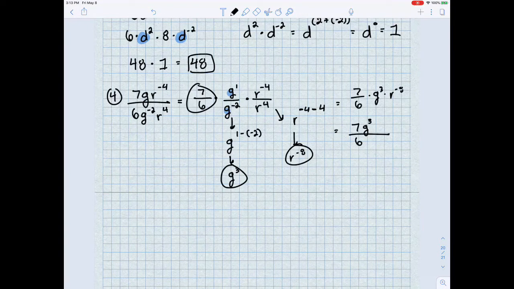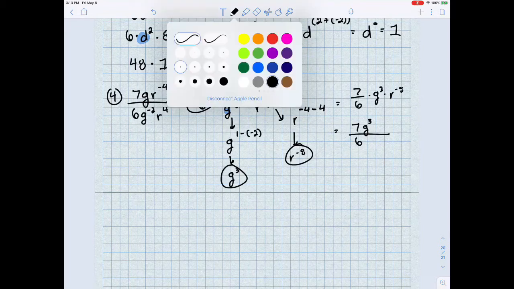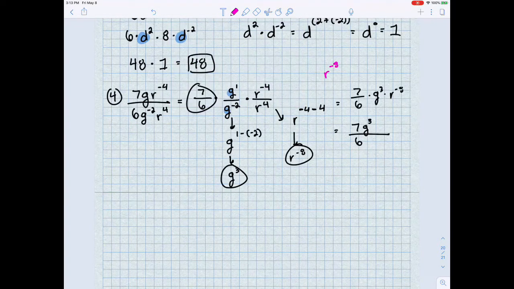6. Remember, with negative exponents, this r to the negative 8 becomes 1 over r to the 8th power. So really, it's like taking this and dropping it into the denominator here. So my final answer is 7g cubed over 6 times r to the 8th power. And there you have it. That was number 1.